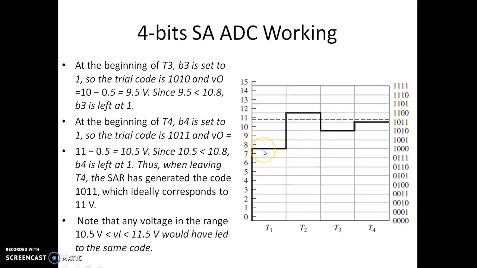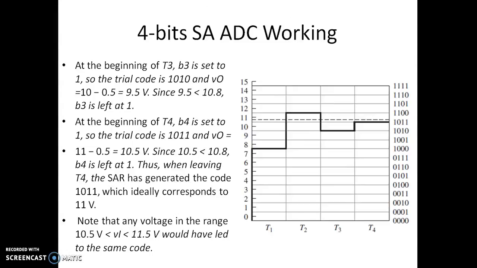So this way we can see the working of successive approximation ADC. Here the concept is, first you start with the MSB bit as 1, that is fed to the D2A converter. The D2A converter gives an output voltage. That output voltage is compared with the input. If the input voltage is more than the output of the DAC, then you retain that MSB bit as 1.